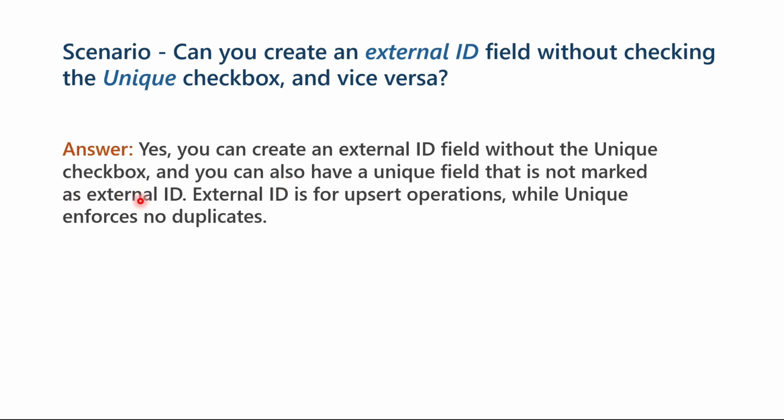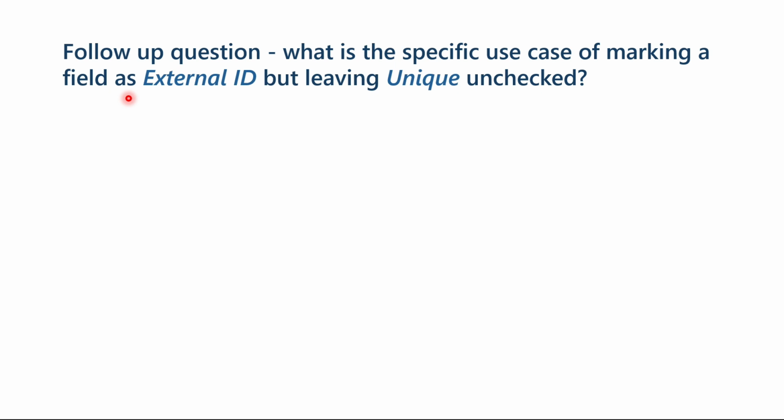So basically, yes, you can create an external ID without making it unique. But the follow-up question that occurs after it is more important. What is the specific use case of making a field an external ID but leaving unique unchecked? Now this is where people get stuck. We know that external ID is used for mapping and all, but what is that specific use case where you have to leave unique unchecked?